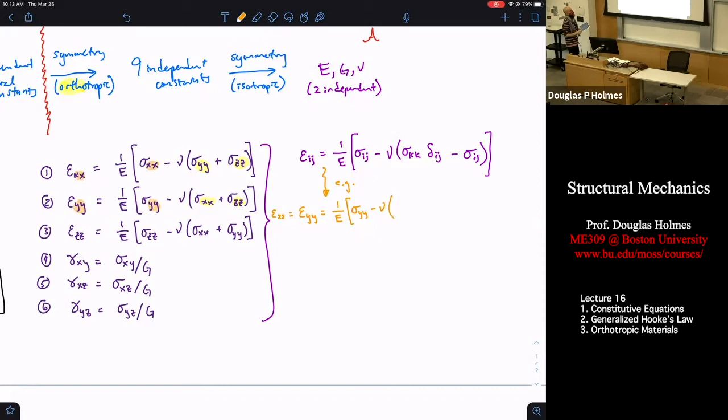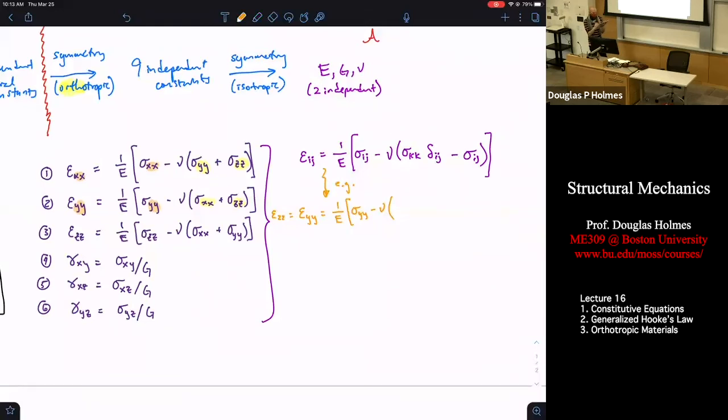So what do I do with this? Well, the rule is when you see two letters appearing the same time in an index or in one term, when you take the product of something, then what you do is you sum over sigma 1,1 plus sigma 2,2 plus sigma 3,3. So sigma xx plus sigma yy plus sigma zz.